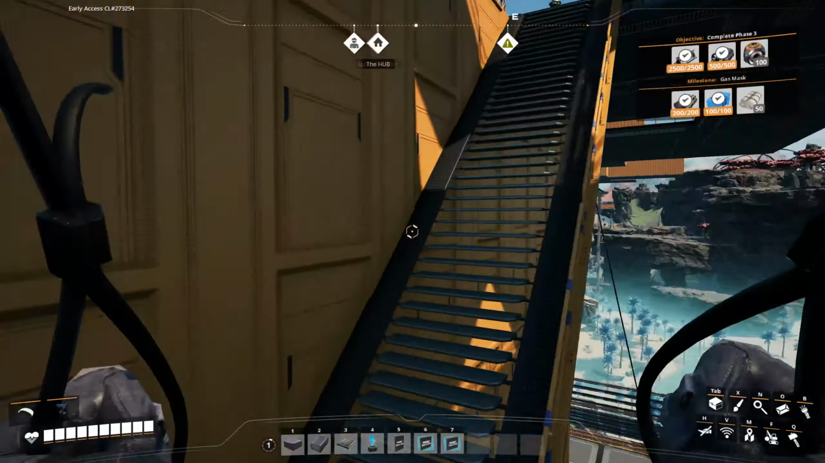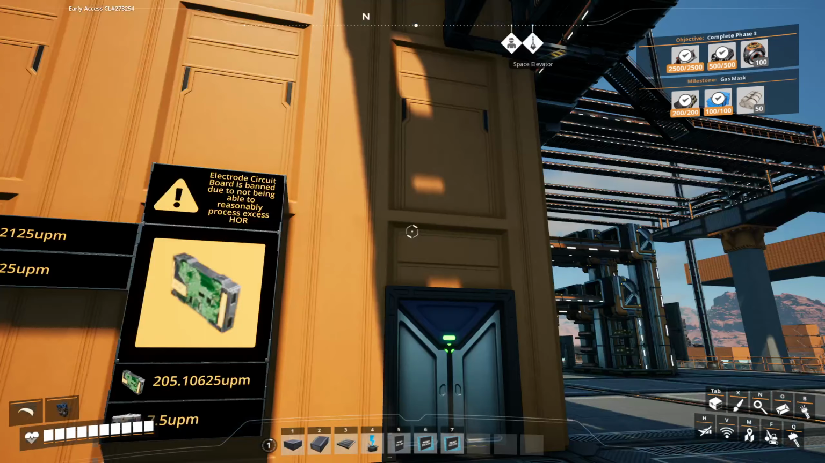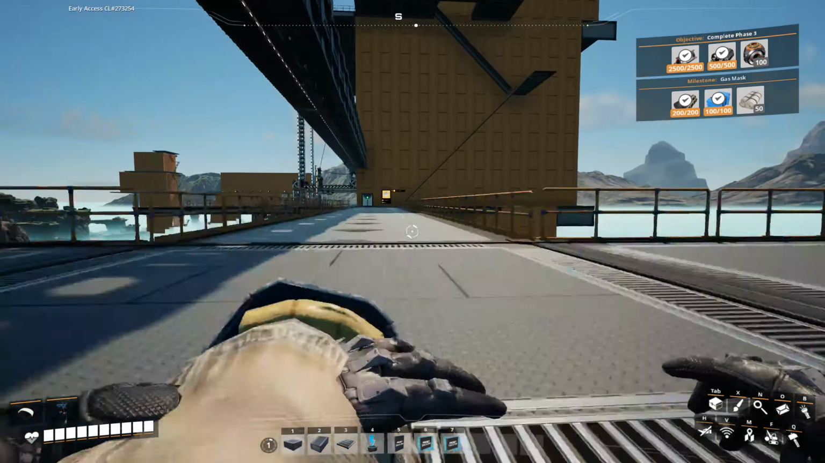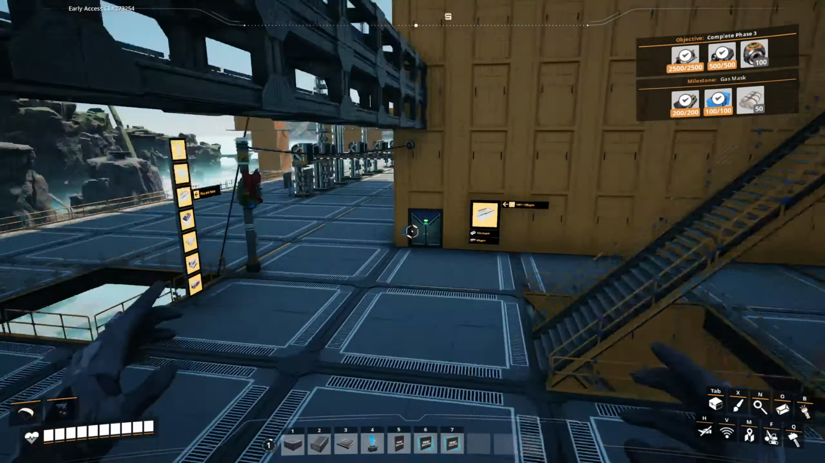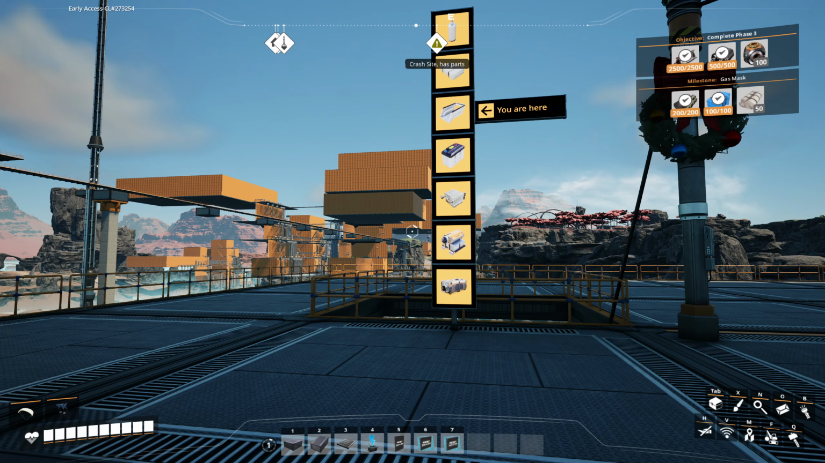Circuit board in my notepad. There's 820.45 plastic. Yep, that's good. Nothing else on this side. I'll go on this side.